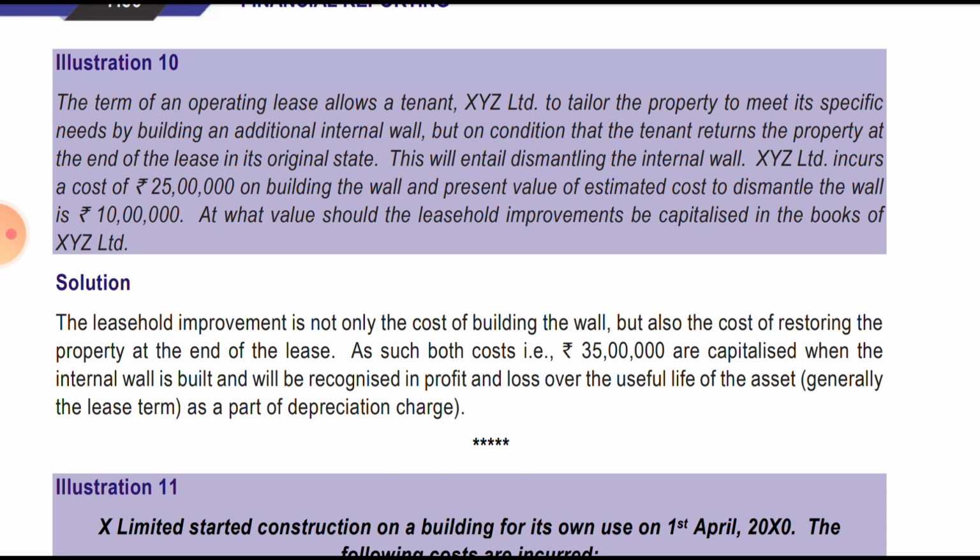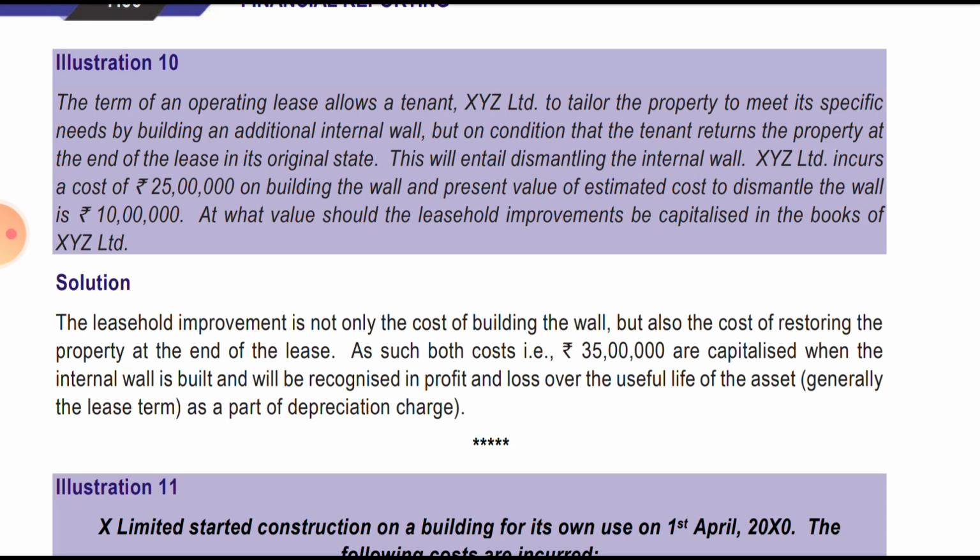At what value should a leasehold improvement be capitalized in the books of XYZ? At what value should it be capitalized? That is at 35 lakh. The leasehold improvement is not only the cost of building, but also the cost of restoring the property at the end of the lease. As such, both the costs, that is 35 lakh, are capitalized when the internal wall is built.